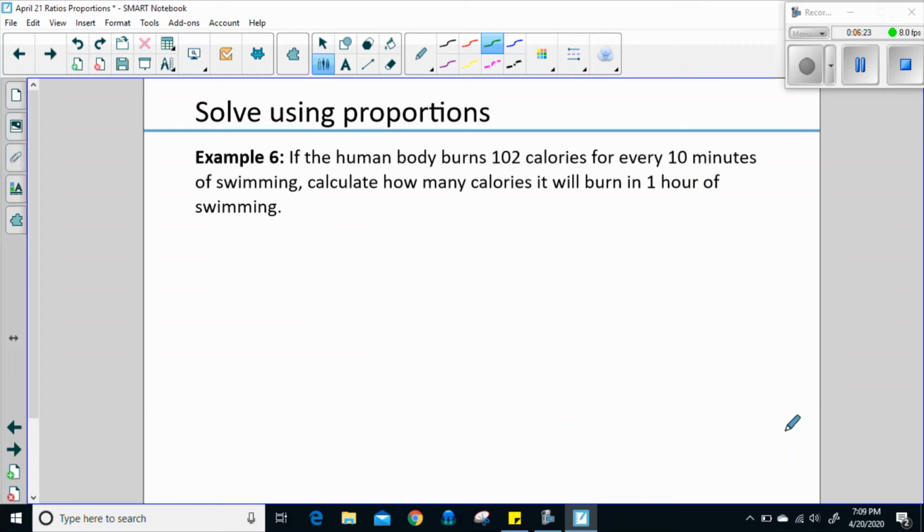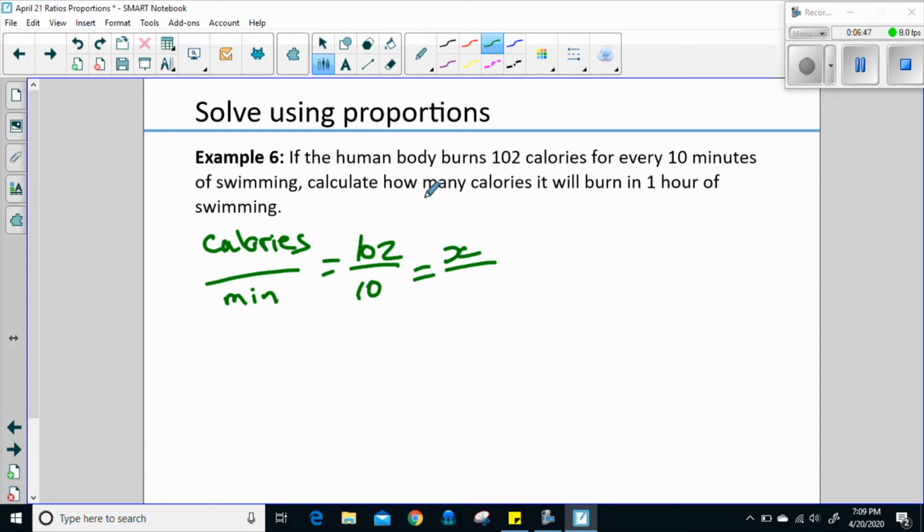Example 6. If the human body burns 102 calories for every 10 minutes of swimming, calculate how many calories it will burn in 1 hour of swimming. Ooh, we got a few things going on in here. So first off, let's set this up. Calories to minutes is 102 for every 10 minutes. And then I want to figure out how many calories, and I'm putting that in the numerator because that's where all my calories are being kept. It will burn in 1 hour. So remember, 1 hour is the same thing as 60 minutes.